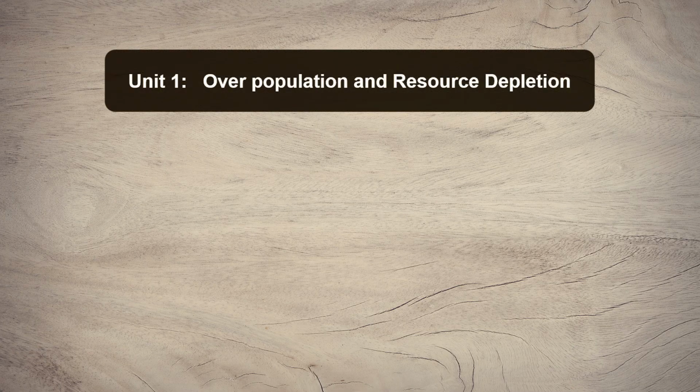In this context, the unit 1 is about overpopulation and resource depletion. Why is it all occurring? Why are we facing all these problems? Because it has been cited that the rate by which the population is growing in the rural as well as the urban areas, in the developed countries, in the developing countries, it is one of the biggest threat.